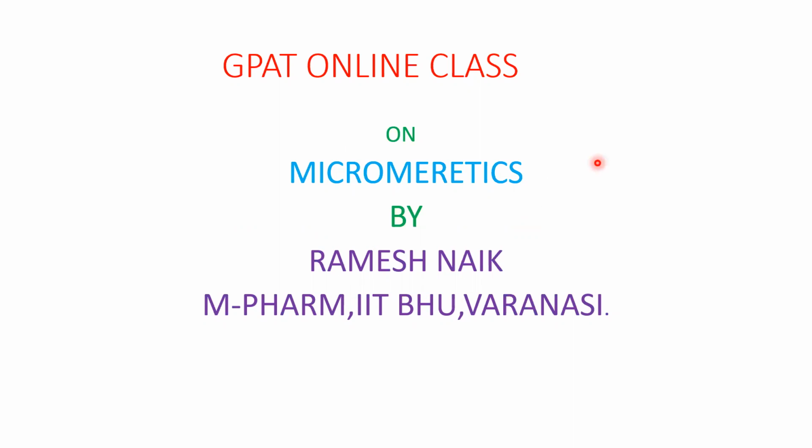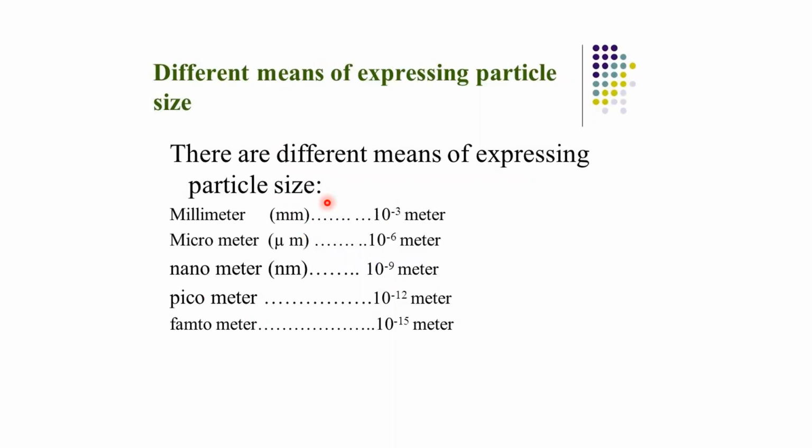Today's topic is micromeritics. What are the different means of expressing the particle size? In which units can we measure particle size? Millimeter, 10 to the power of minus 3 meter. Micro, 10 to the power of minus 6. Nano, 10 to the power of minus 9 meter.